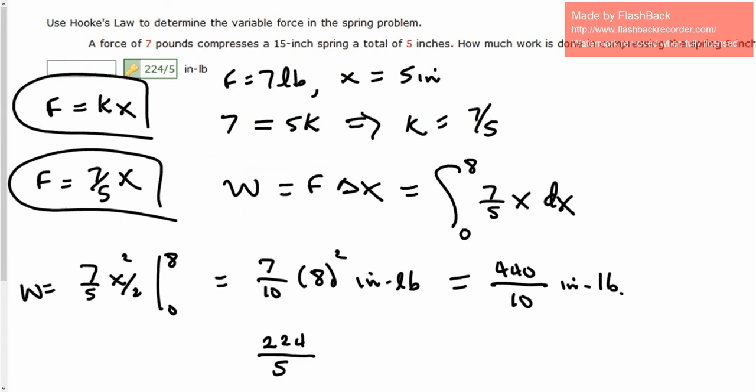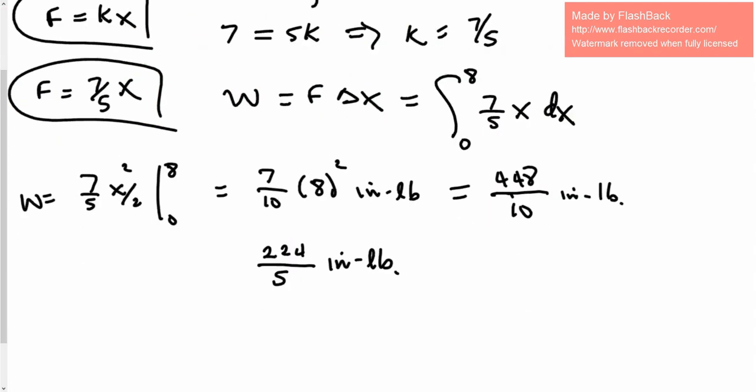I think it's 448. Let's see here, 64 times 7. Yeah, I can't see my calculator, so the digits are so small. Too much to erase. That's 448. Over 10, so we get 224 over 5 inch pounds. Okay. Yep, that's good. Let's look at the next one.